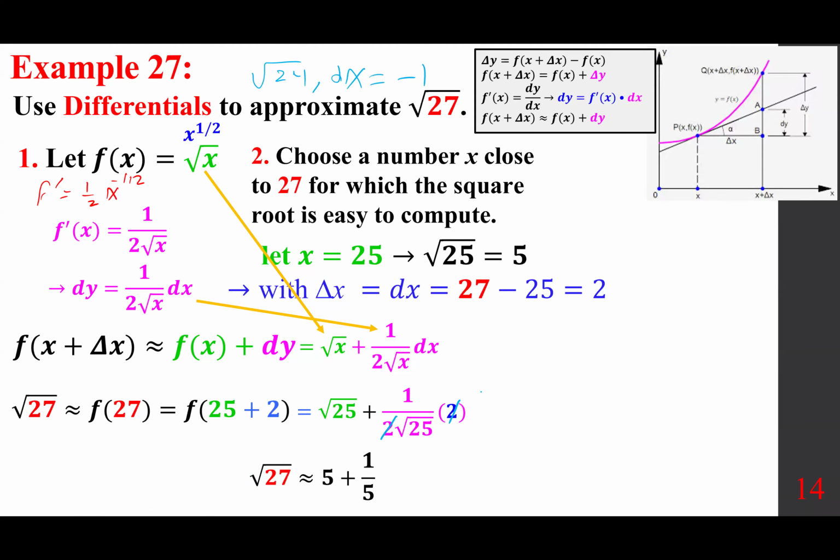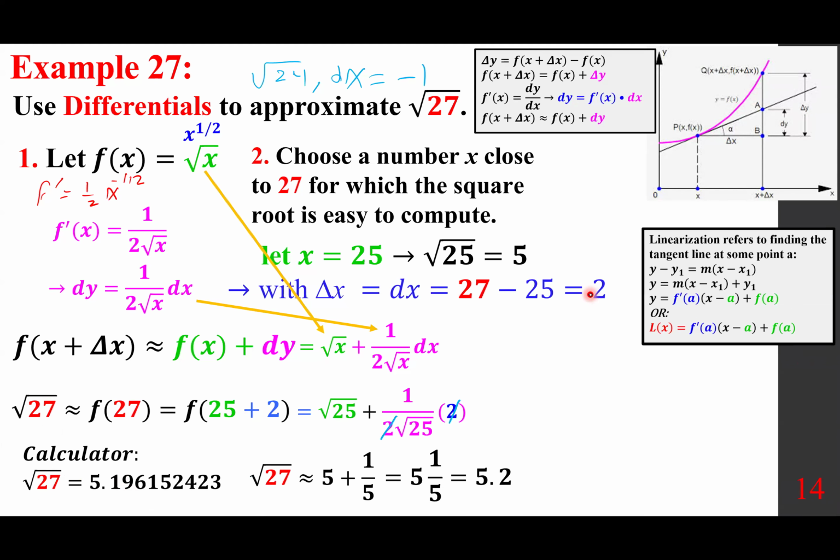So 5 plus 1/5, or 5 and 1/5, or 5.2. Comparing it to the actual number, it's not too bad. It's as good as for the first one, including the second one. So it's pretty good. And of course, 2 is fairly large compared to 25. If you make it smaller, it's a better approximation.